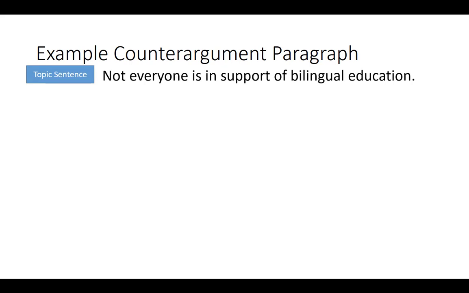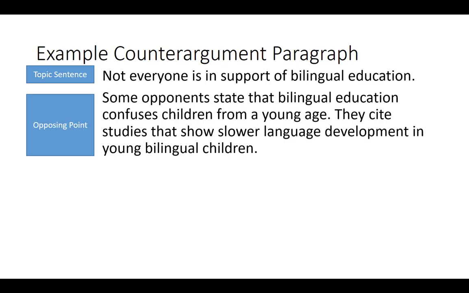This slide will show an example counterargument paragraph. The topic sentence says, "Not everyone is in support of bilingual education." This means that you're writing in favor of bilingual education, and now you're going to show the opposing arguments. The paragraph continues, "Some opponents state that bilingual education confuses children from a young age. They cite studies that show slower language development in young bilingual children." This is the opposing point. Then I will counter the opposing point with reasons opponents have not convinced me.